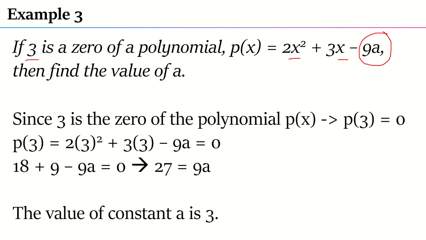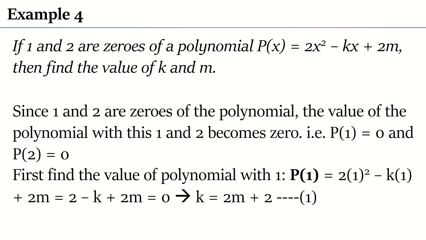So 2 into 3 square plus 3 into 3 minus 9a. What are you finding here? That I'm equating to 0. And I'm solving this equation to get the value of a as 3. So the value of a which you need to find out is 3. So now let us move to the fourth example.